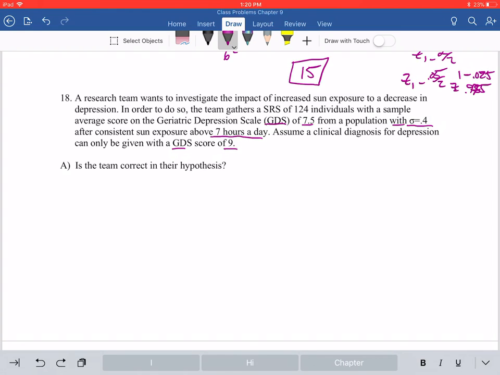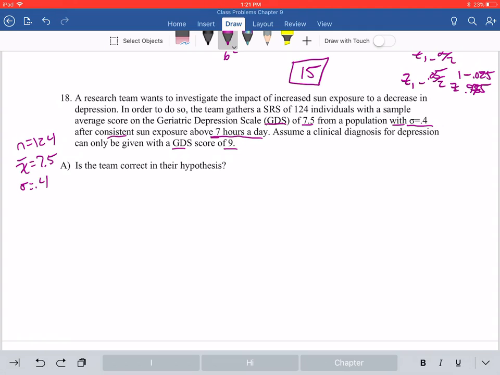So this research team is investigating whether people who have consistent sun exposure above 7 hours a day are going to score less on the GDS scale compared to people who don't. So what they did is they found people who stayed in the sun above 7 hours a day. Your N here is 124 individuals who did stay in the sun. When they took their GDS scale, they had an average of 7.5, and they had the standard deviation of 0.4.